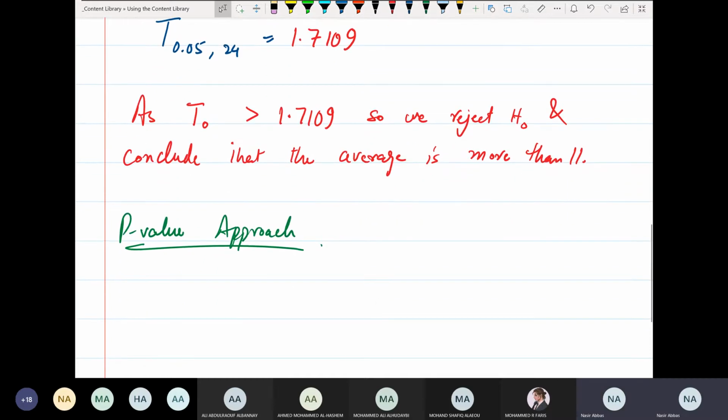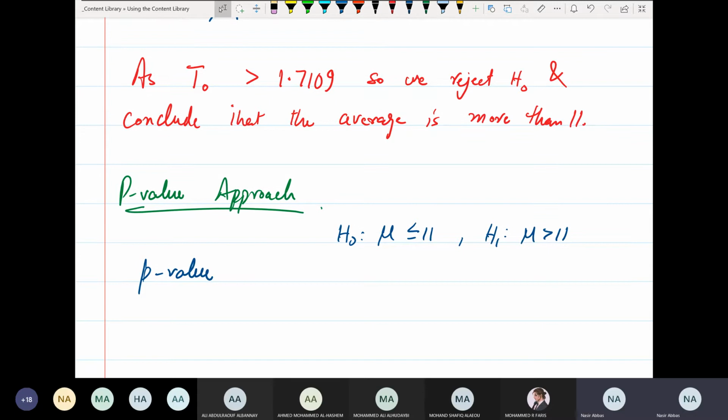For the p-value approach, you need to calculate the p-value. Keep in mind your H0 is mu less than or equal to 11 and your H1 is mu more than 11. So the p-value expression comes from the sign of H1. The sign of H1 is greater than. So the p-value will be the probability of T with 24 degrees of freedom greater than 4.1667.